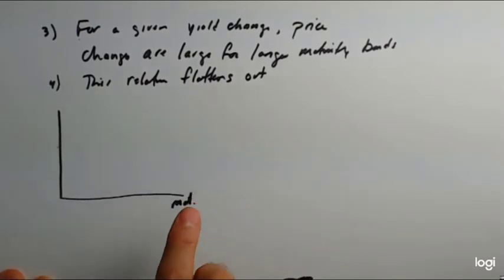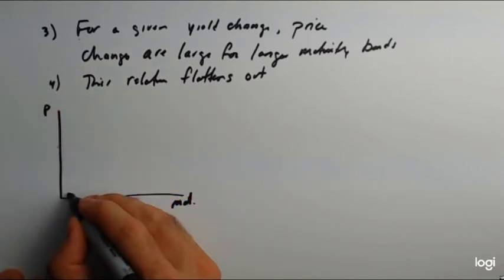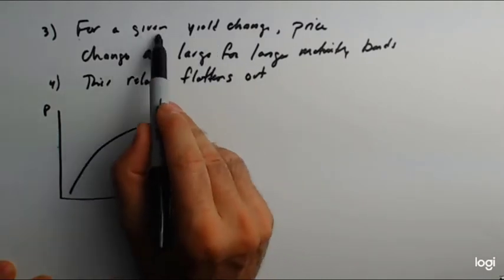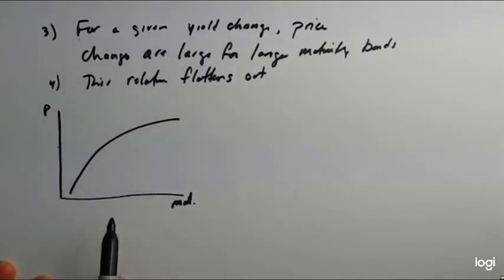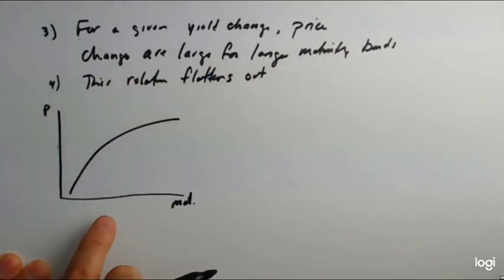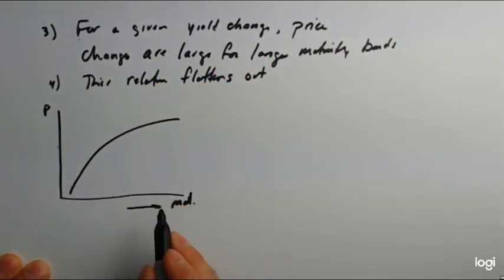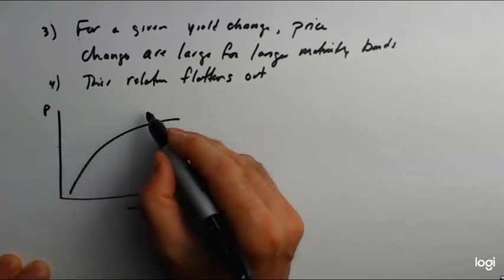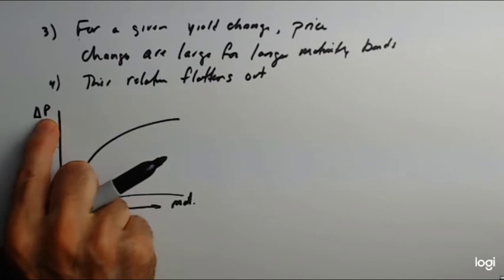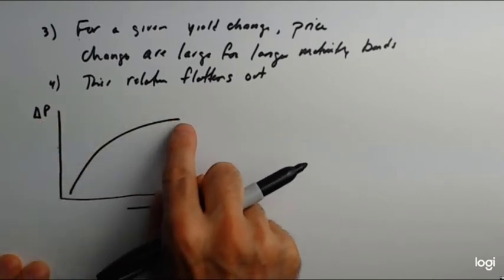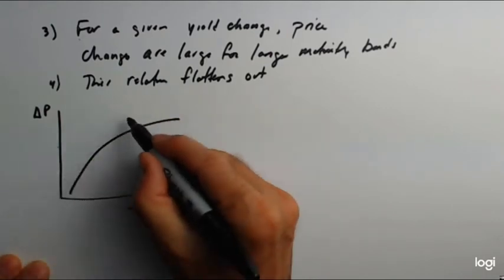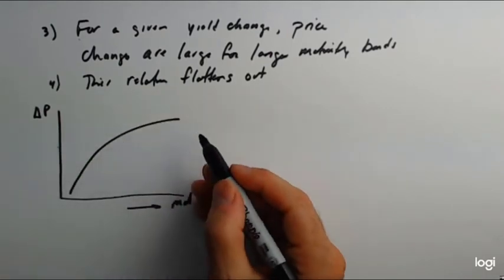If you have maturity and then you have price, you're going to have a relationship that looks something like that. So it says for given yield changes, price changes are larger for longer maturity bonds. So if you have a long maturity bond in this direction, we got this upward sloping curve. So this would be change in price. Okay, so make sure you have a delta there. Change in price is larger with higher maturities, but the relationship flattens out. It's not a linear straight line relationship. It levels off.